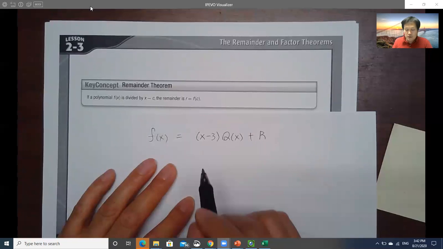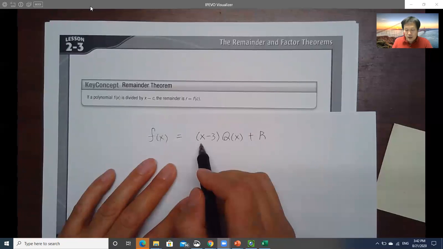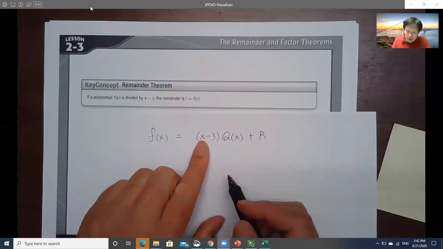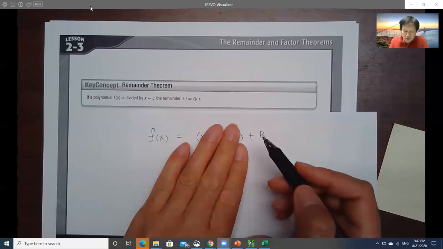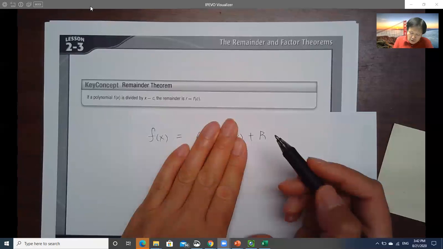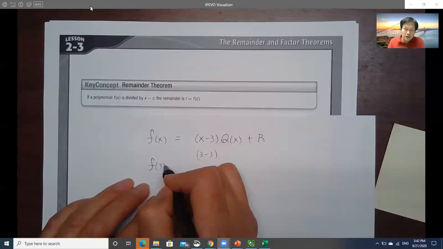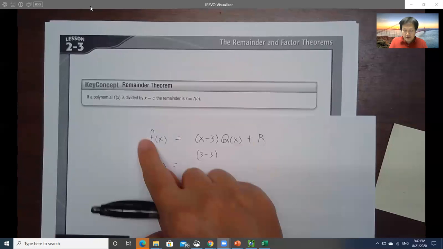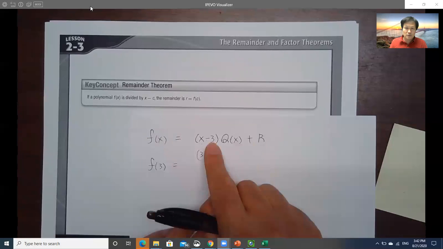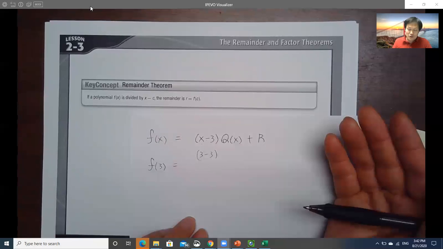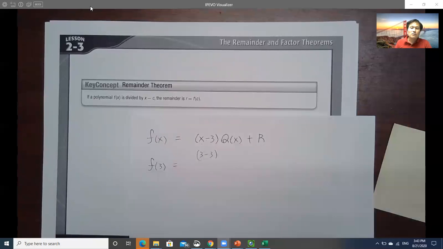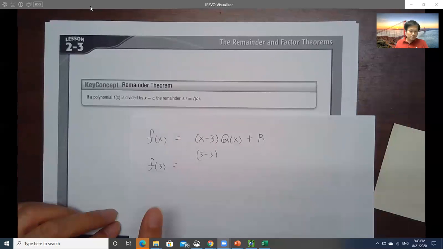So what they are saying here is, if you plug in x value as 3, that's 3 minus 3, that becomes 0. So 0 times whatever, the whole thing becomes 0. So when you plug in x value as 3, f of 3 equals the remainder when you divide this by x minus 3. I don't know if that makes it any easier to understand. So you might say, what? Come again? Maybe it's easier if I explain with an example.